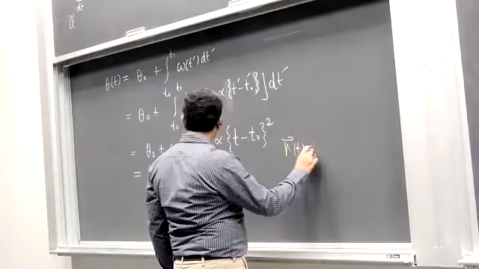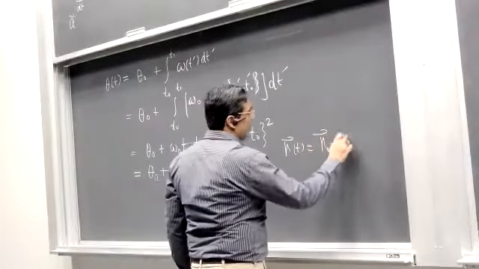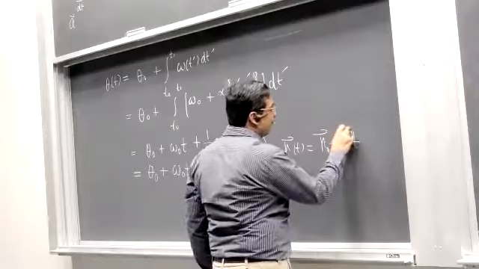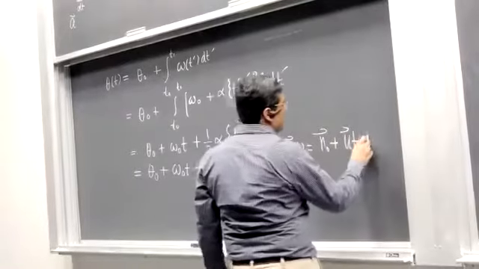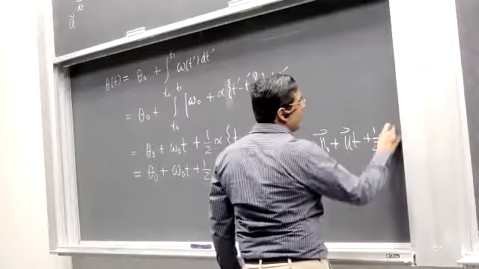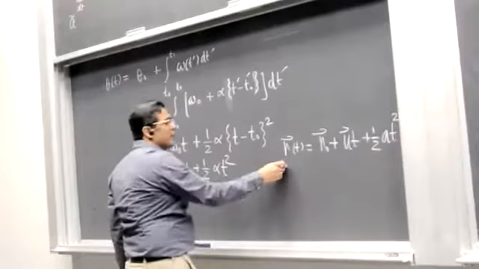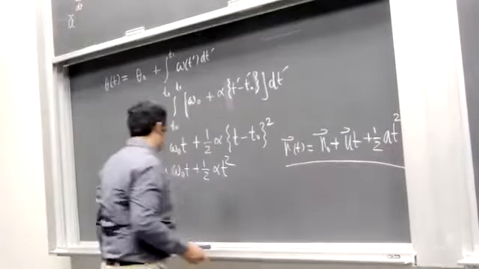r t equals r naught plus u t plus half a t squared, okay? But this is again for linear motion, okay? And this is for rotational motion.